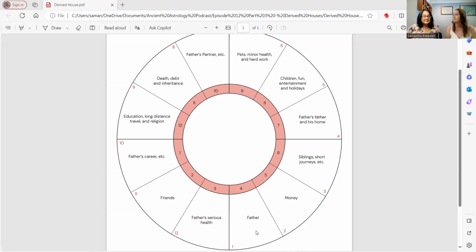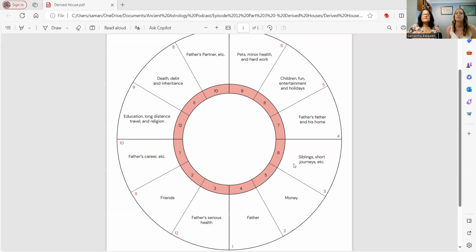So if we look at father, I will just put up this sheet. Okay, so here we have the father as the fourth house in the natal chart, but the second house from the father becomes the father's money, because the second house is usually money. And so that's the native's fifth house.